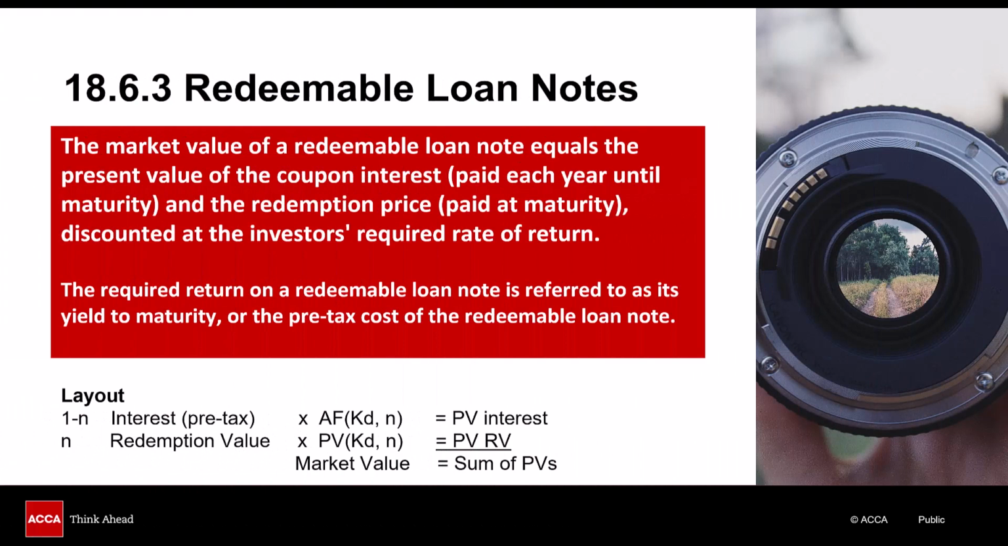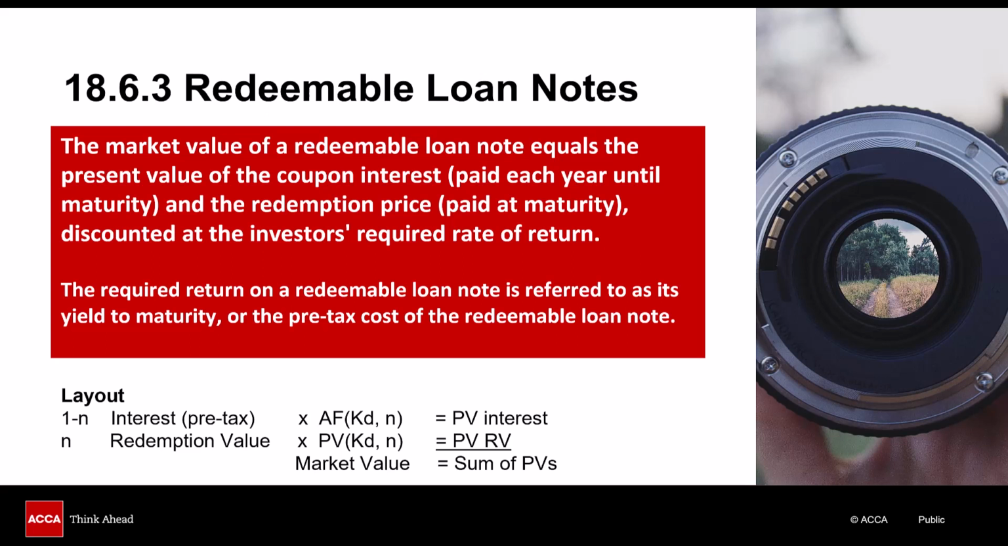Next, we come on to redeemable loan notes. And this is section 6.3. Now, redeemable loan notes mean exactly that. They are redeemable after a certain period. And so the market value will be the present value of that coupon interest paid each year until maturity and the redemption price paid at maturity, discounted again at the investor's required rate of return.